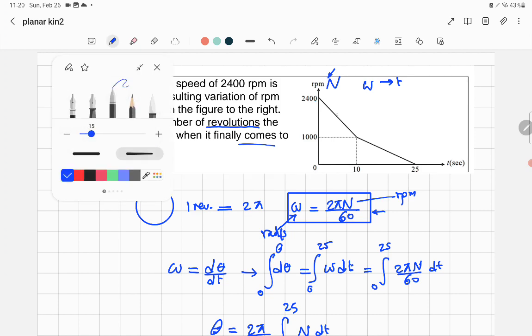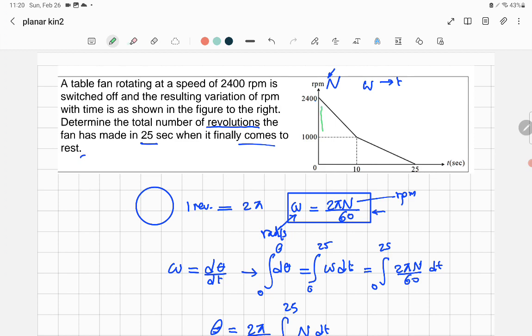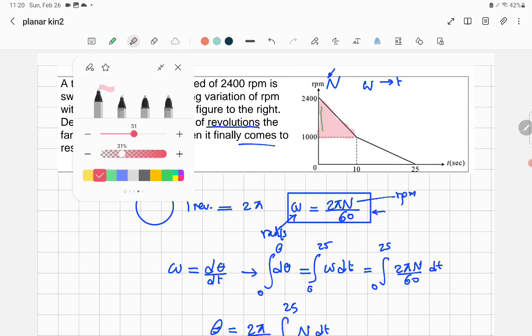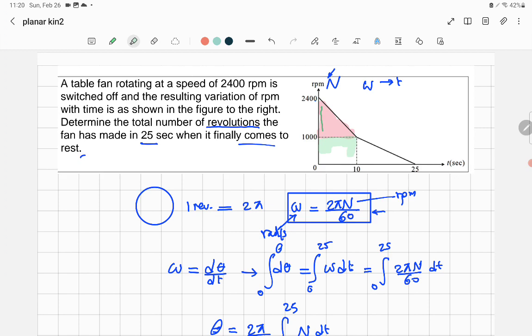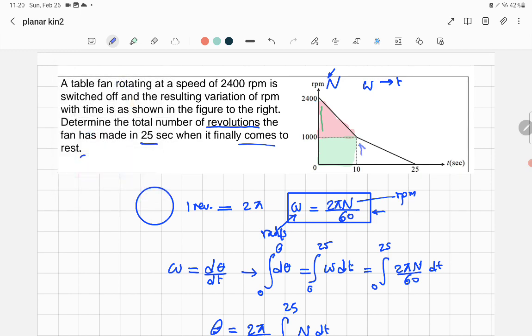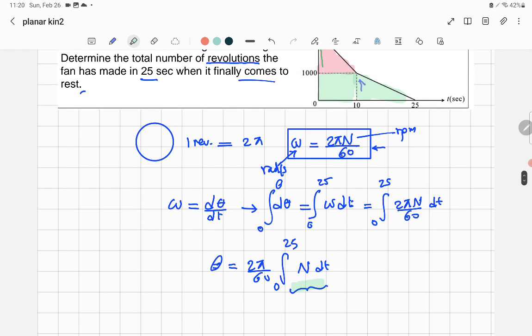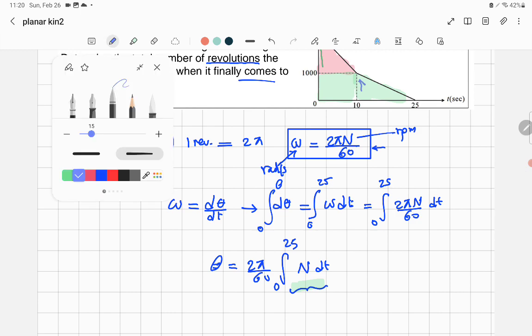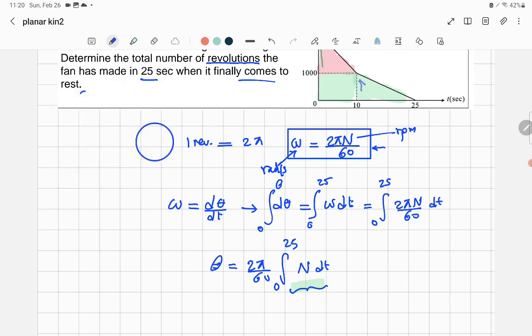I'm not going to find the equation, it would be a long way, especially when you have this kind of geometric shape. So I want to find the area of this triangle, the area of this rectangle, and the area of this triangle. In this case, I add all the areas, which means I did the integration here. That turned the problem into an easy problem.